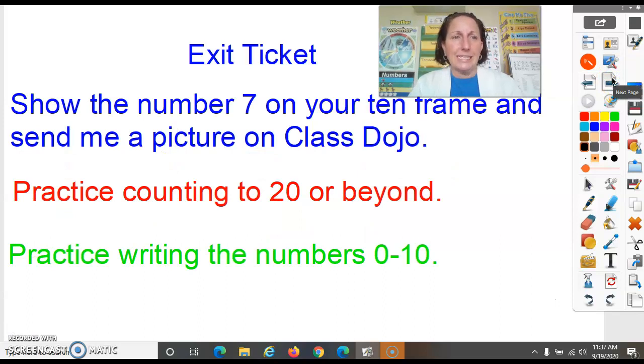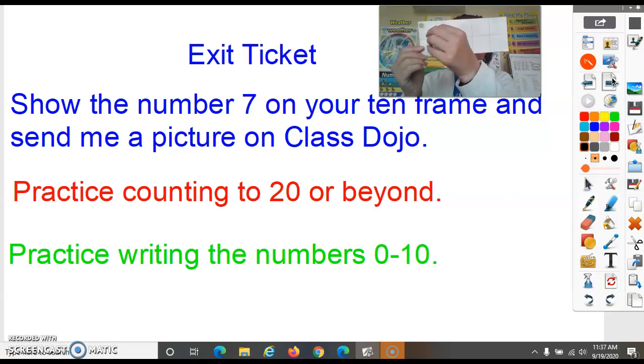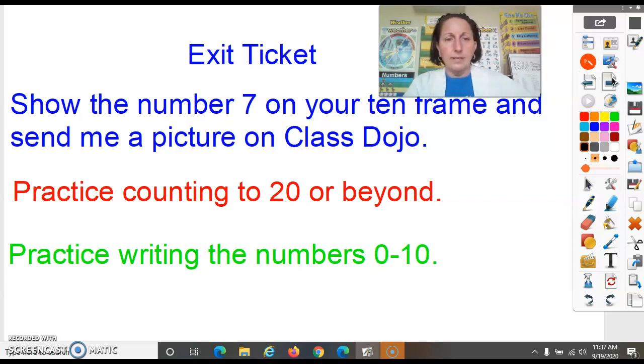Now, this is our exit ticket. What I want you guys to do, just to show me that you've been practicing and that you've been listening and that you've watched this recording, I want you to show the number 7 on your 10 frame and then send me a picture on Class Dojo. So show me number 7 by using your squares. Take a picture and then have mom or dad send that to me.